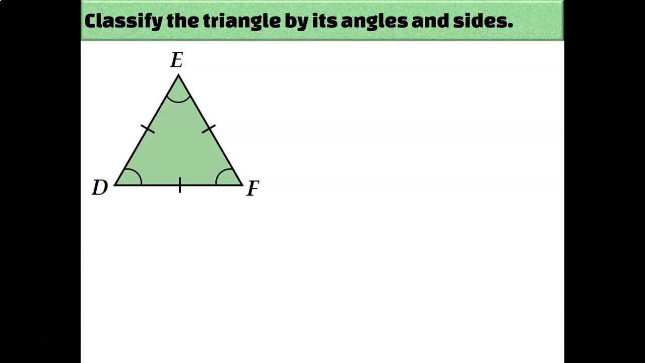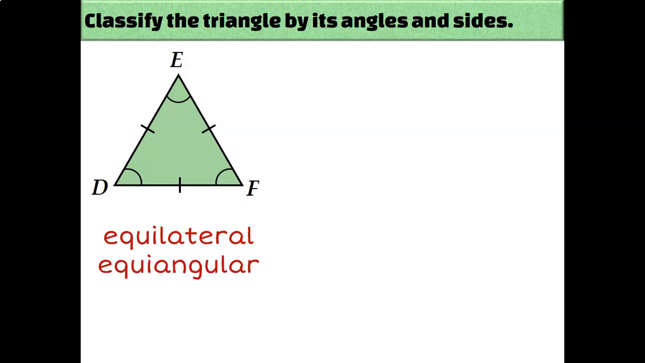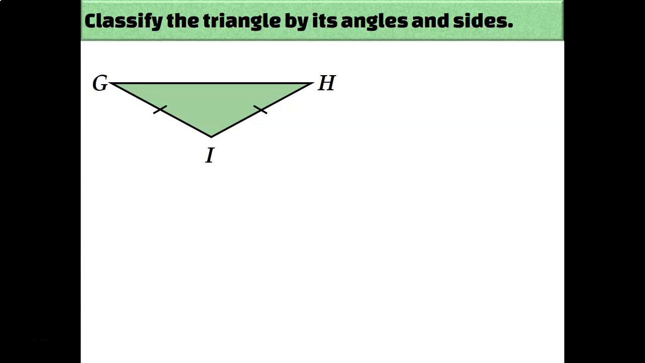Triangle DEF has all 3 angles marked as congruent and all 3 sides marked as congruent, so we call this equilateral and equiangular. Triangle GHI has 2 sides marked as congruent, but not the third. So not all 3 sides are the same, only 2 of them are, and that makes it isosceles.